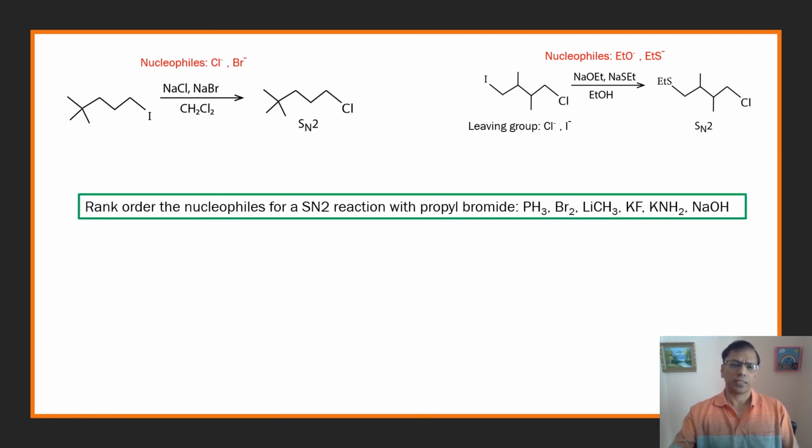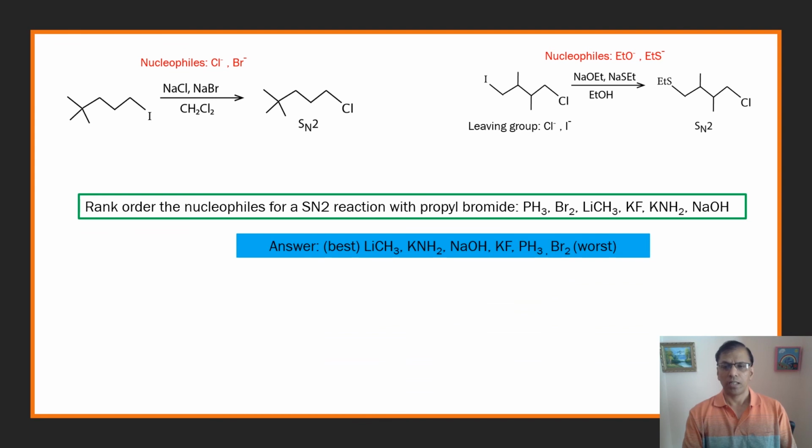Let's look at some examples and try to rank order the nucleophiles which are listed right here for an SN2 reaction with propyl bromide. Remember that propyl bromide is a primary alkyl halide. So after you have written down the answers, you can check it, and these are the correct answers.